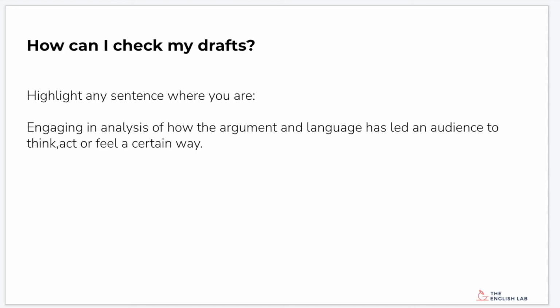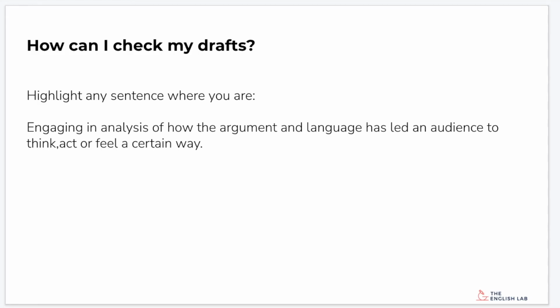the expected qualities, are all about that analysis of why certain arguments or language have been used and what is achieved through that. So make sure that you're getting your highlighter out when we're looking for how we can check this with our drafts, and that we're highlighting any sentence where we're really engaging in that analysis of how the language has been used to lead the reader to think, act, or feel a certain way. That's what we want to be engaging in. That's where we score our points and do the job and get everything going the way it needs to be doing. So that's what we need to be heading towards.